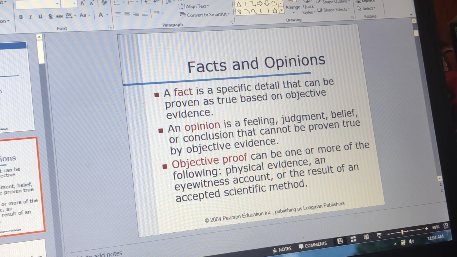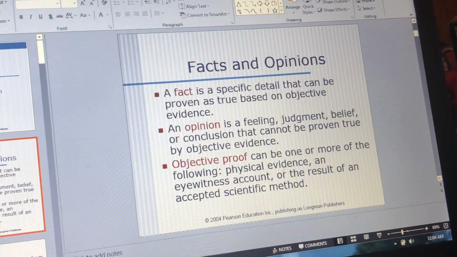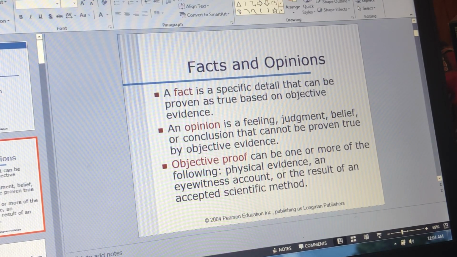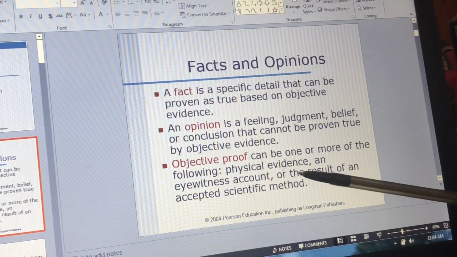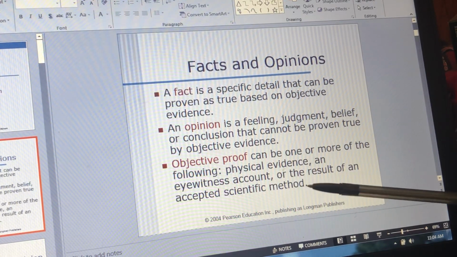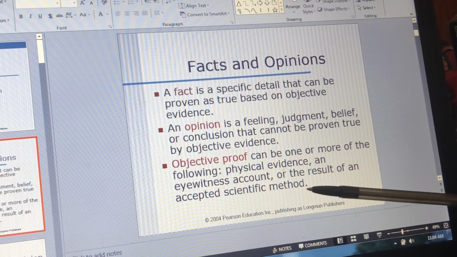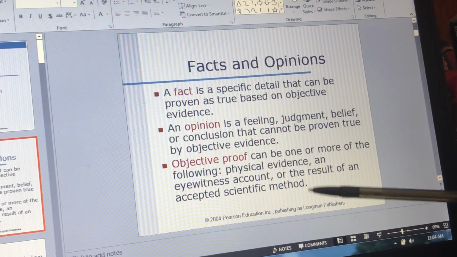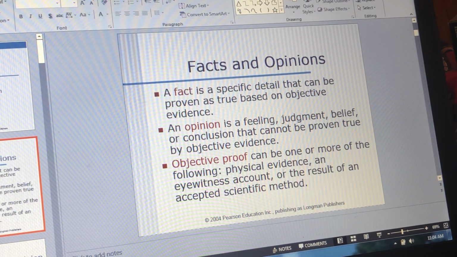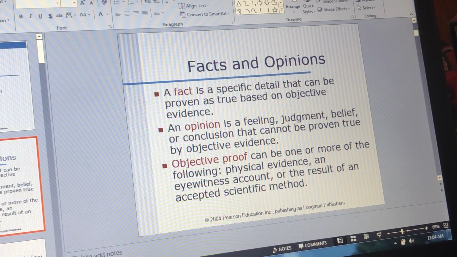If it can't be validated, if it can't be measured, we can't call it a fact. Okay, so if we're looking for objective proof, there's that word again, we're looking for physical evidence, eyewitness accounts, accepted scientific method. Even this gets a little dangerous in today's world, because people are trying to refute science, trying to cast doubt upon scientific method and science. But if things can be validated, if things can be measured, then we can call this proof.